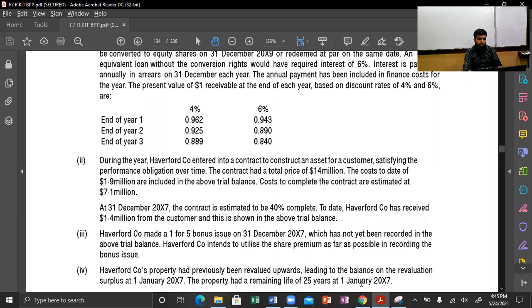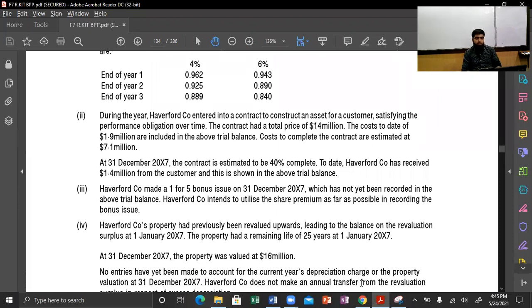Let's move on to adjustment number 3. The company made a 1 for 5 bonus issue on 31st December 20X7, which has not yet been recorded in the above trial balance. Haverford Company intends to utilize the share premium as far as possible in recording the bonus issue.